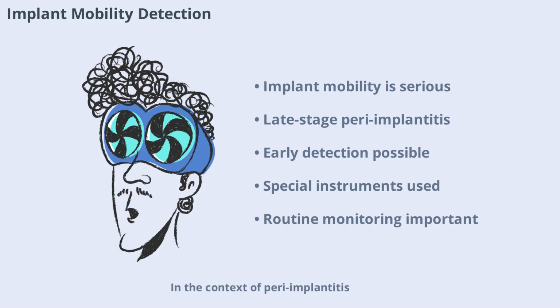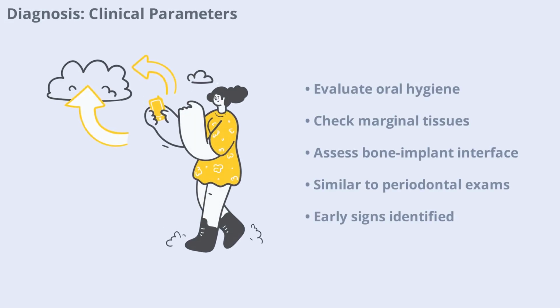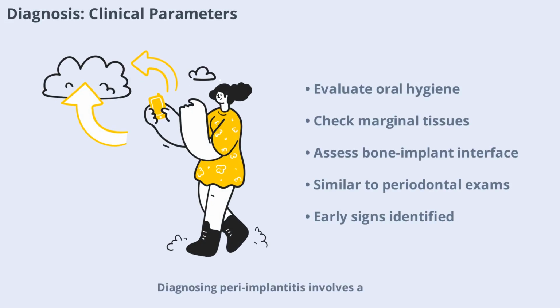In the context of peri-implantitis, mobility usually appears in the later stages, when bone support has been severely compromised. However, detecting even slight movement early on can help identify problems before they become severe. Dentists use specialized instruments and techniques to assess implant stability during routine visits, making this an important part of ongoing implant care. Diagnosing peri-implantitis involves a combination of clinical assessments.